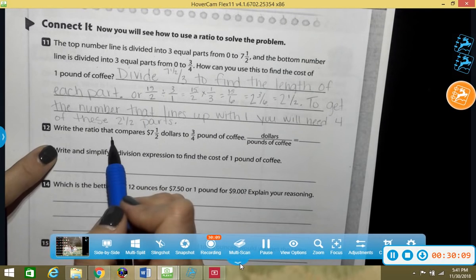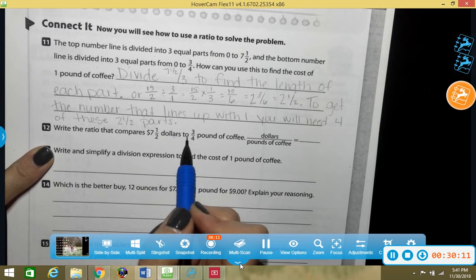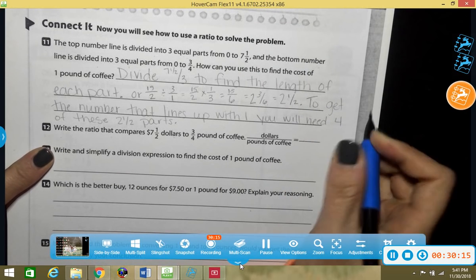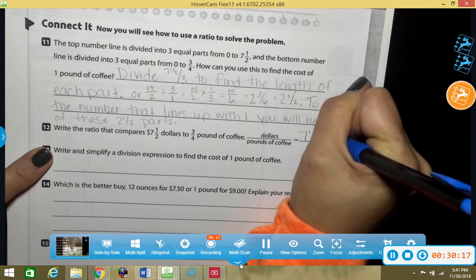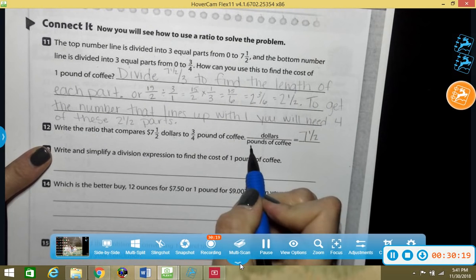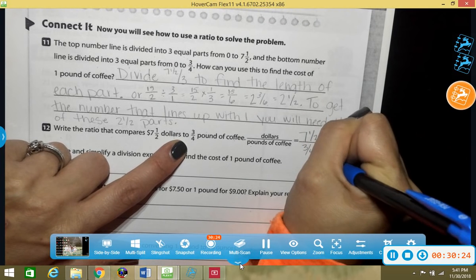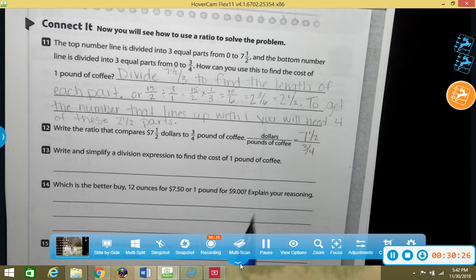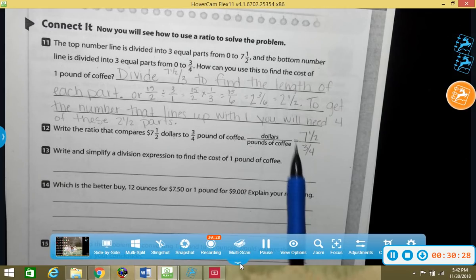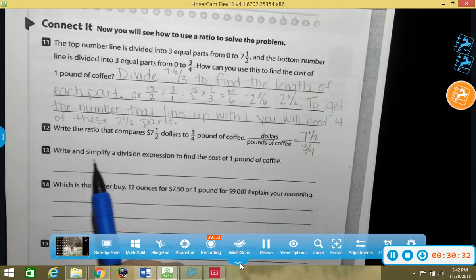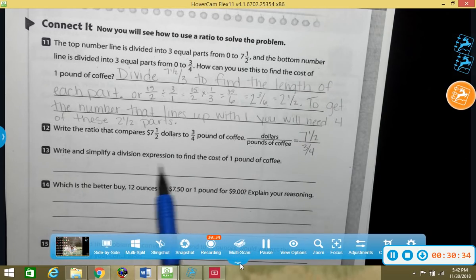All right, so write the ratio that compares $7.50 to 3/4 pounds of coffee. Money goes on top. Always, always, always. Money goes on top. So 7.5, and then pounds of coffee was 3/4 of a pound. Again, this is a complex fraction. A complex fraction is a fraction within a fraction.